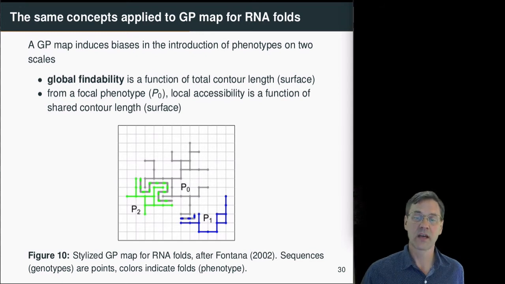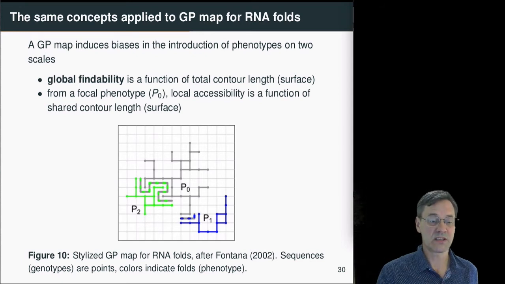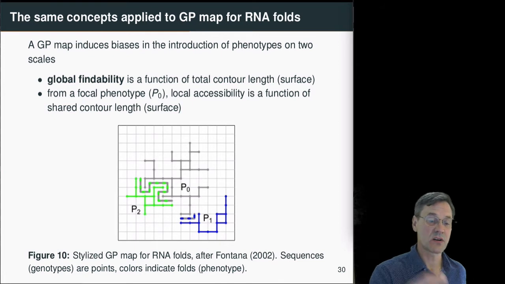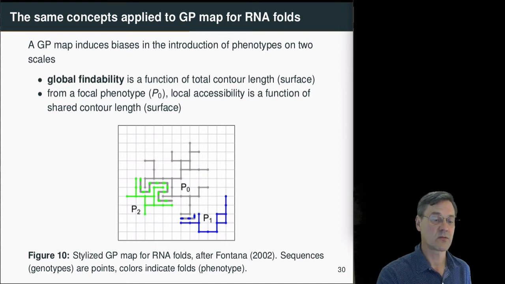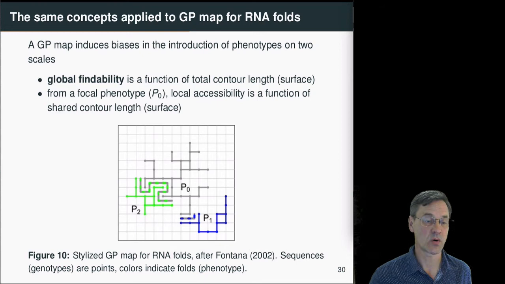That's the global effect. But P1 and P2 have the same findability, but starting from P0, P2 is much more accessible. That's the effect of local accessibility. So starting from P0, P2 is much more findable, or much more locally accessible, because it has more shared contour length.